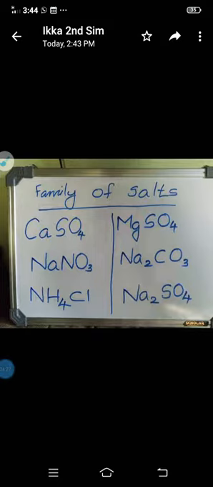Now, can you find out which is the respective acid and base of these salts? Just try it out. The respective acid and base from which these salts are formed.